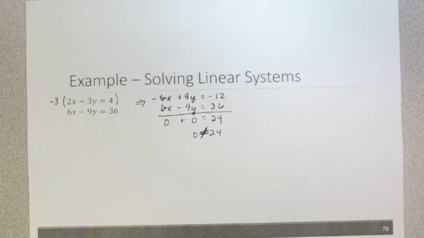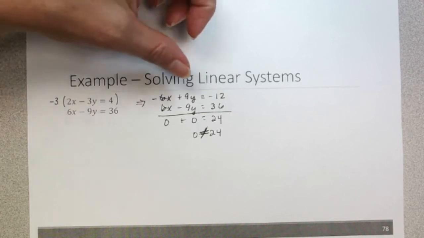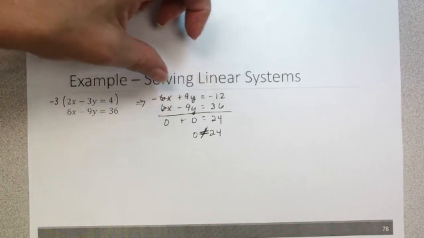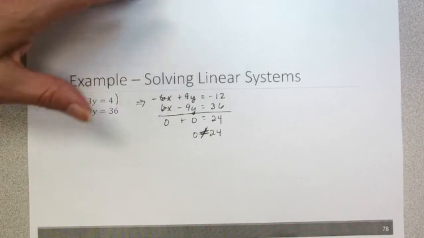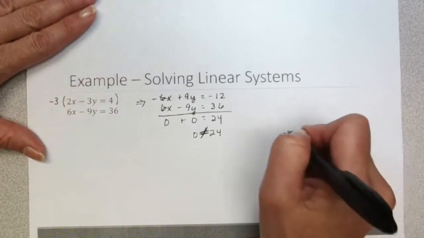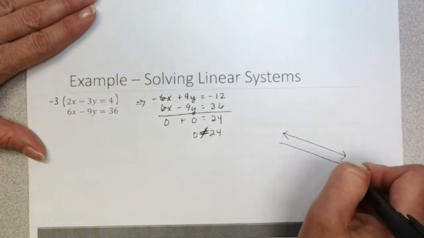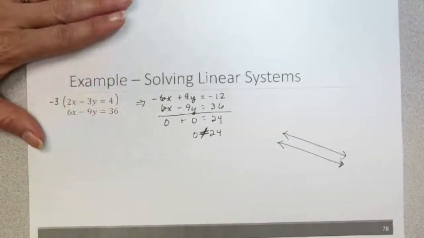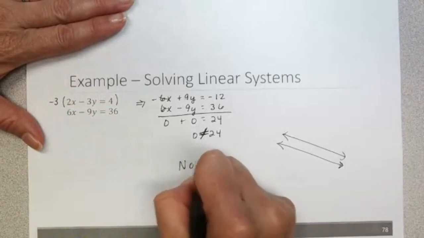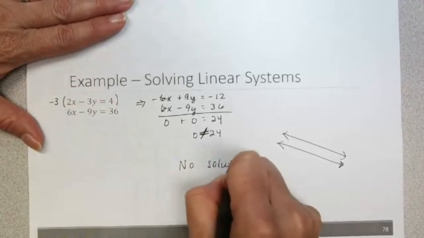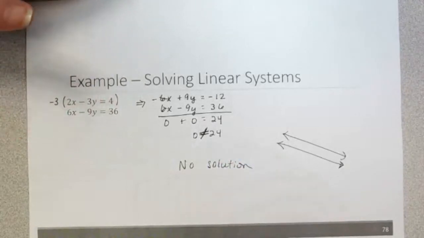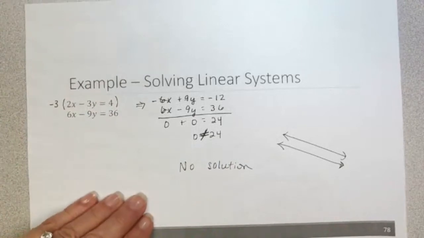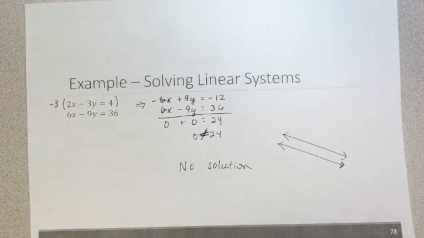I don't think I did graph these. They're going to have a negative slope. They'll look something like this. They're going to be parallel lines. They never intersect, so there is no solution. No solution at all. Or we might call these inconsistent, an inconsistent system. It does not have a solution.